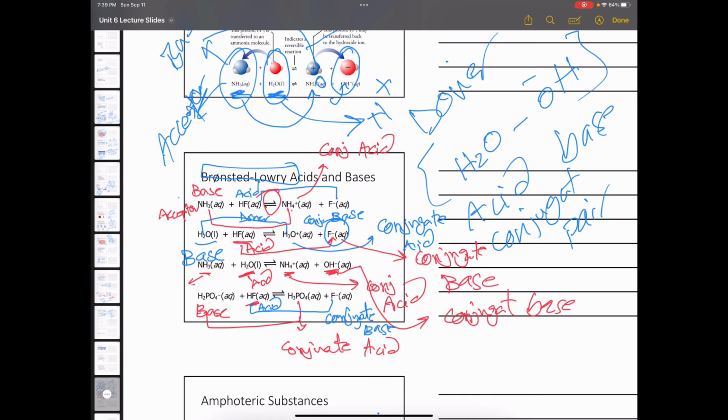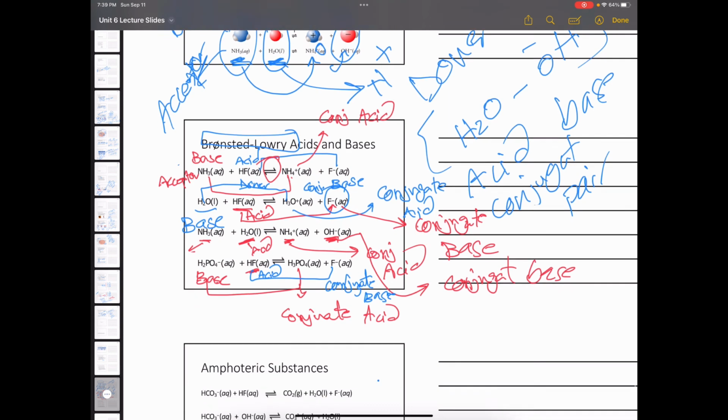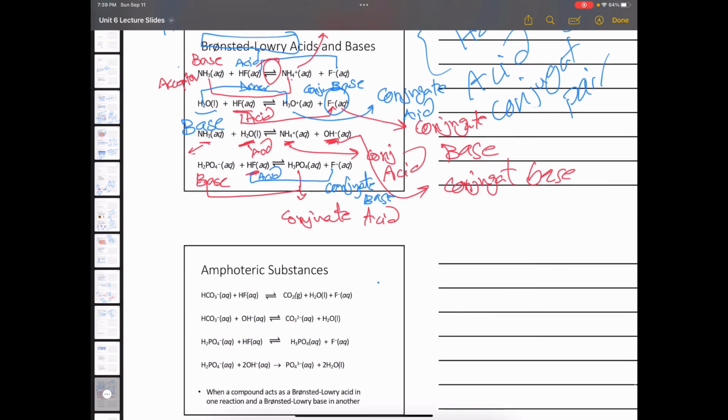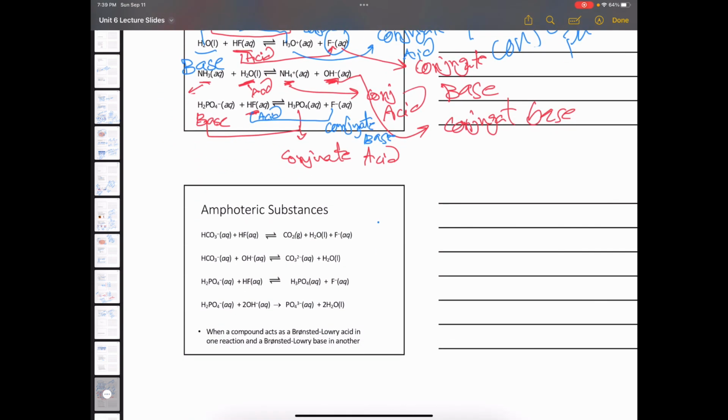Yes, you will have a question on a Bronsted-Lowry acid and base identification on the exam. So I'll give you a couple of questions, a few equations probably, and ask you to identify which one is the acid, which one is the base, following the Bronsted-Lowry definition.